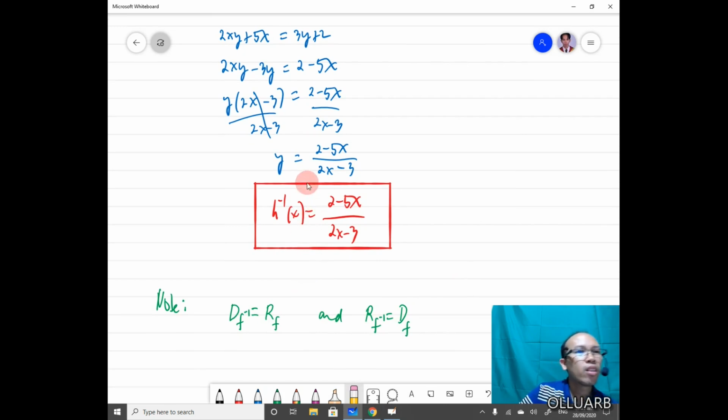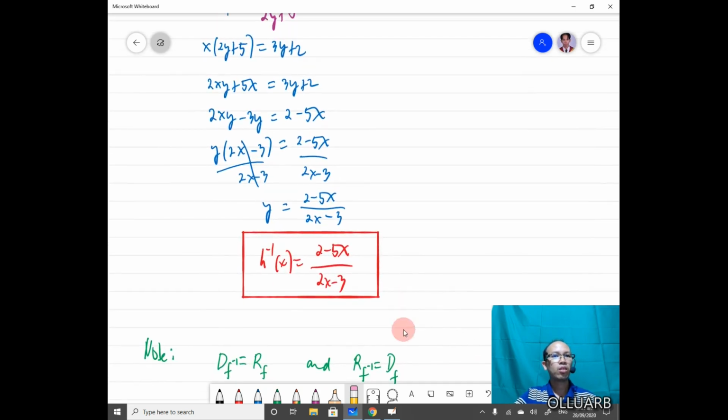The domain here is all real numbers except 3 halves. So the domain of the f inverse is equal to that, that's the correct one. Please take note of this property, so you can verify that.